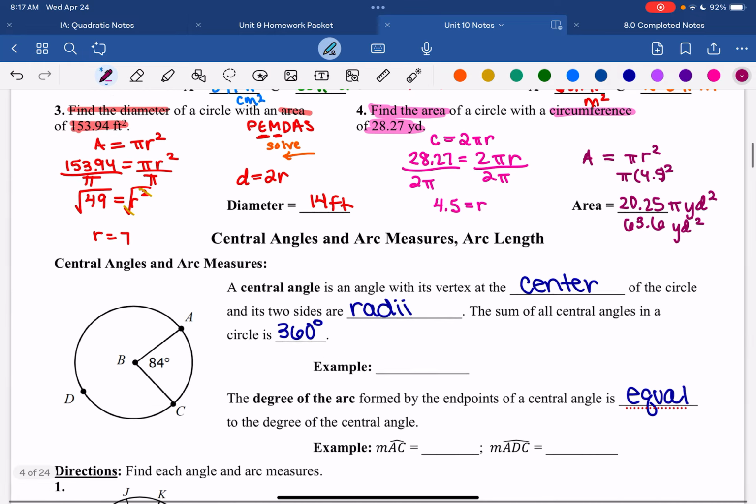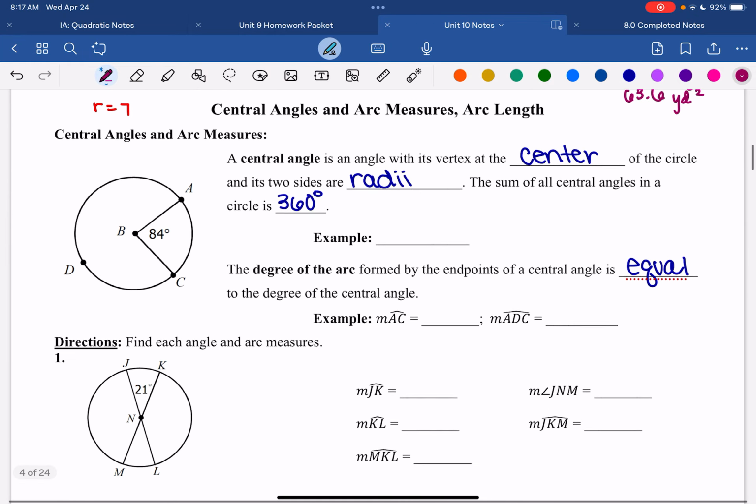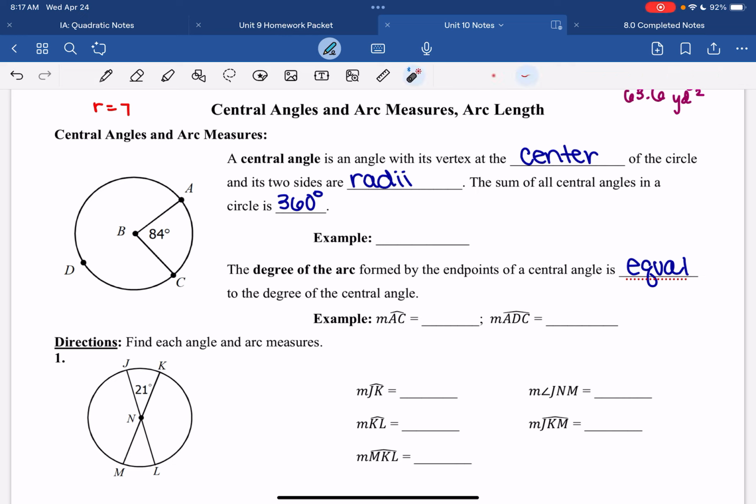Okay, now, remember that was just a refresher from yesterday. So now we're moving on to some new stuff, central angles. So we have our central angle measure. Remember, this should be something we've heard before because we talked about it on day 1 with our vocab. But a central angle is the angle with its vertex at your center and its 2 sides are radii.